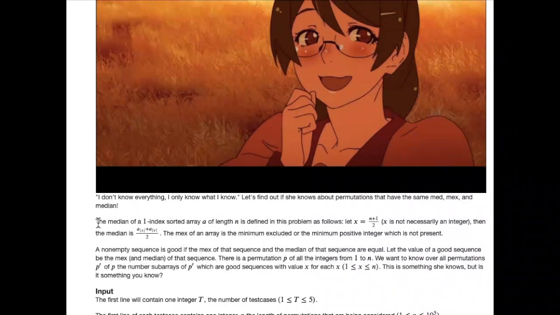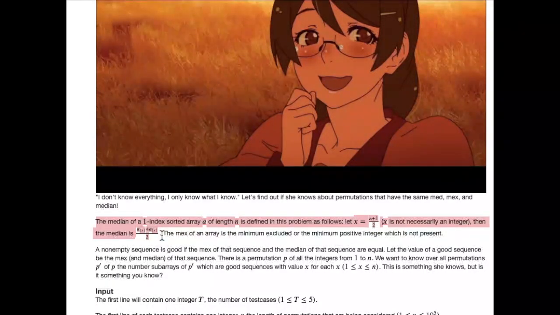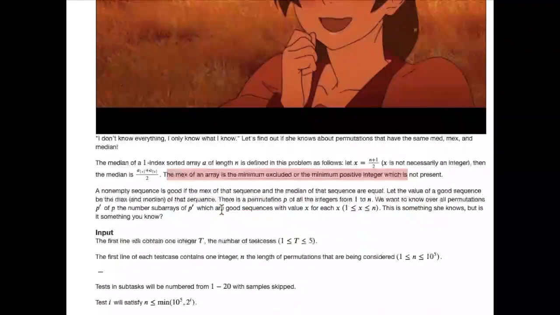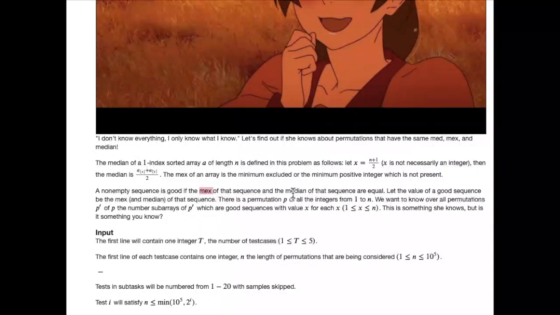And so starting off the second paragraph, it explains what the median is, which is pretty standard. Basically it means the middle element if the subarray is an odd length, and if it is an even length, that will be the middle two, so take the average of the middle two. And the max of the array is the minimum excluded positive integer that is not inside that subarray. So a subarray is good if the max of that subarray and the median of that subarray are equal.